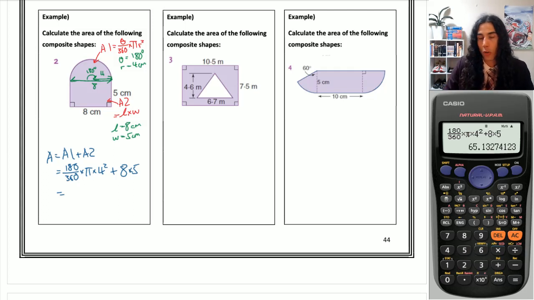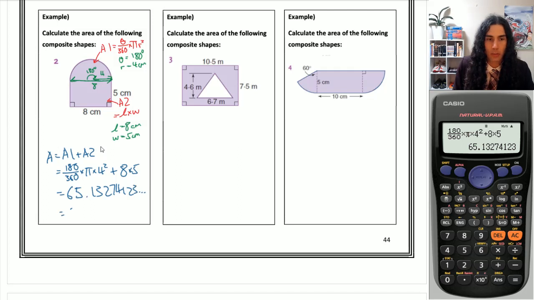And it was just over 65. And I will give you that, 65. Well, it doesn't tell you how many decimal places to do. 2, 7, 4, 1, 2, 3. Let's go just 65 centimeters squared. We'll say nearest whole. So that's how we do these.